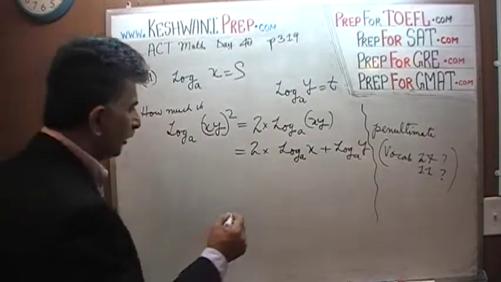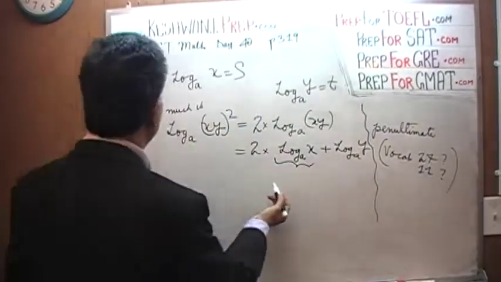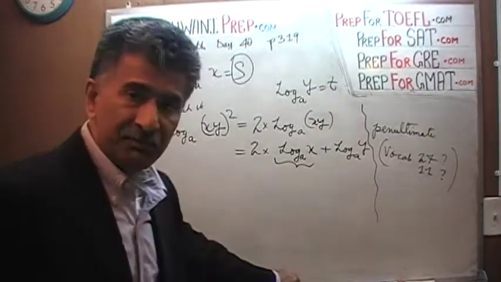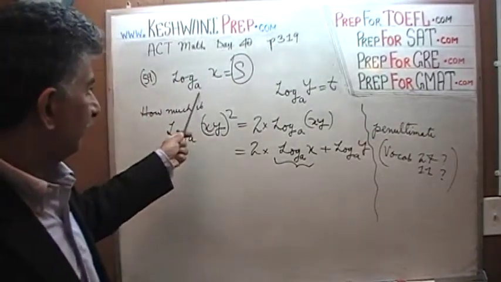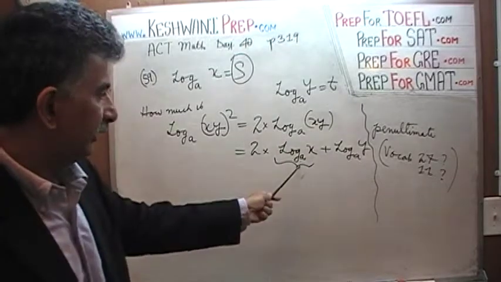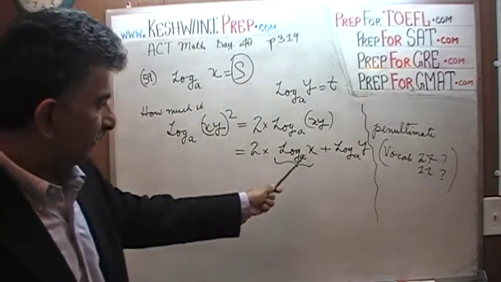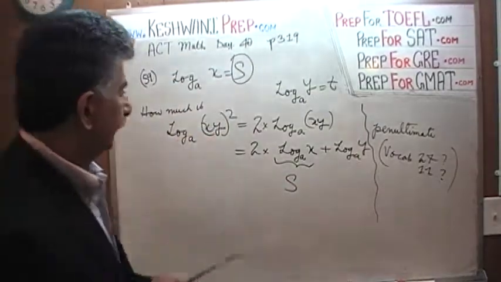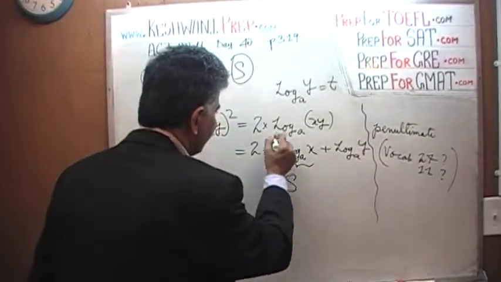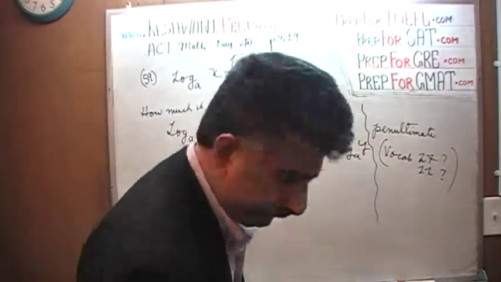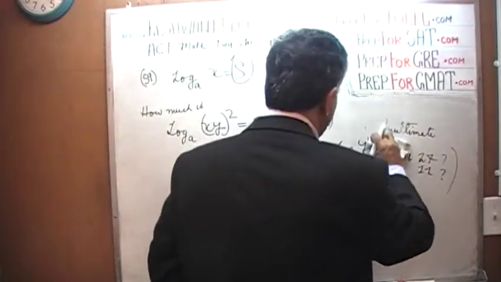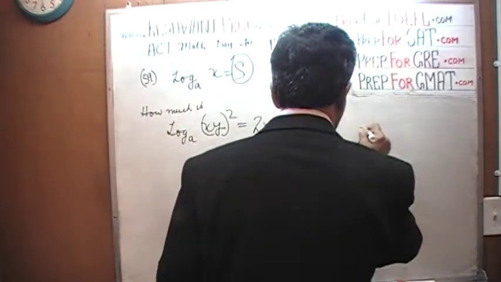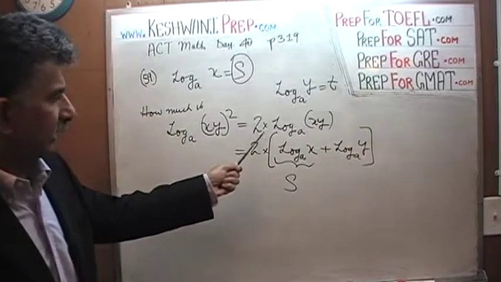And of course we know what log of x is. Log of x, we are told right here, is s. Of course they have to have the same base. The base a, they all have the base of a. Everywhere is the base of a. Log of x with the base a, we are told, is s. And don't forget, this is 2 times this whole quantity. There is a parenthesis here. It's 2 times this entire quantity.